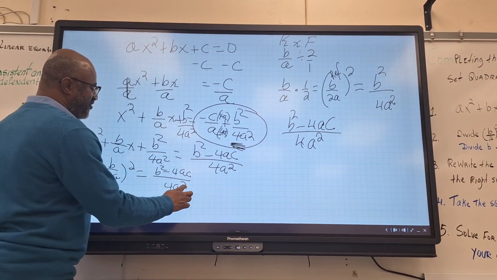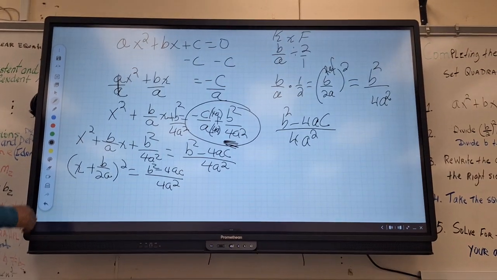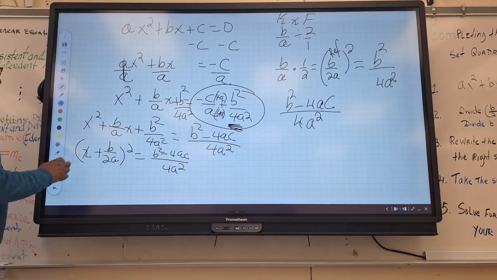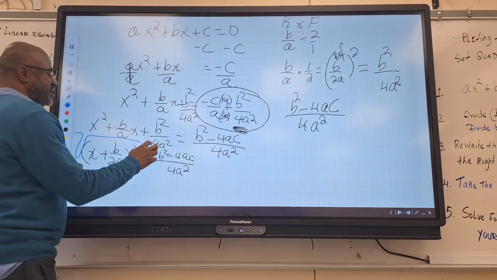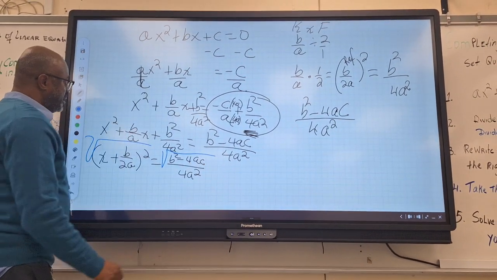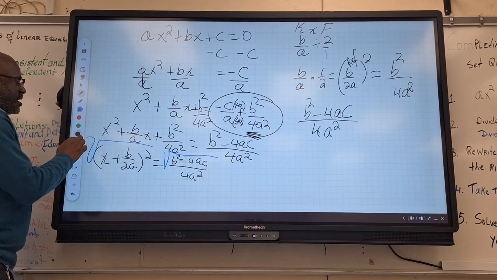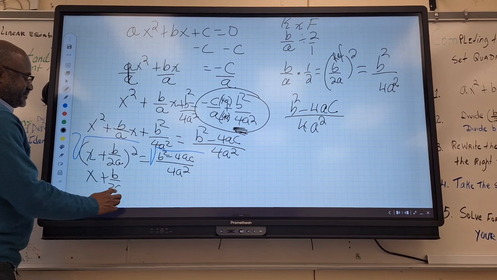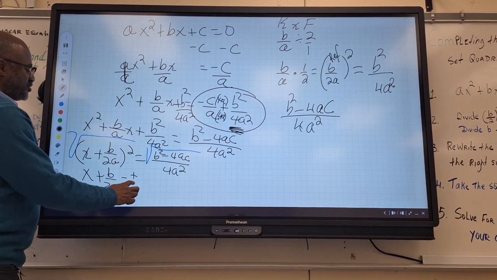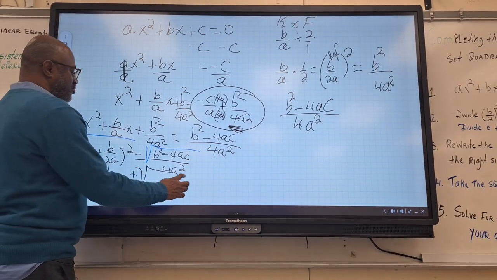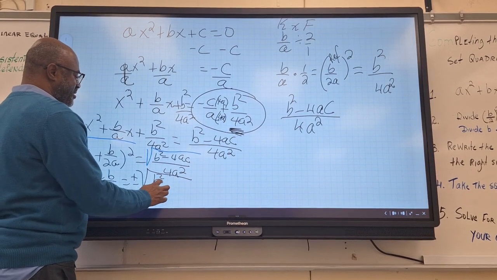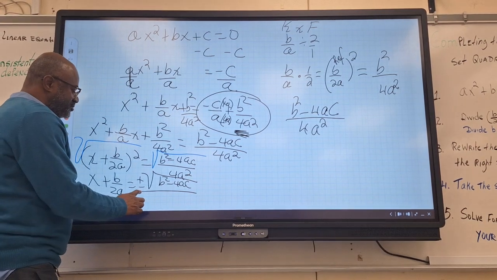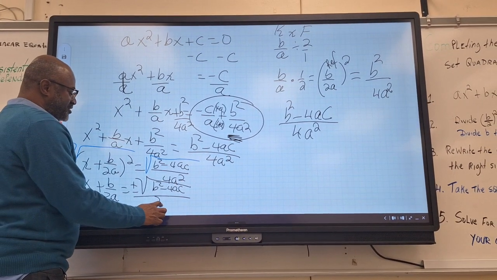And look at the fourth step of completing the square. What does it say? Fourth step, you must do what? So take the square root of each side. Right? This is going to come out as x plus B over 2A, that will be plus or minus root of B squared minus 4AC. What is the square root of 4? What is the square root of A squared?